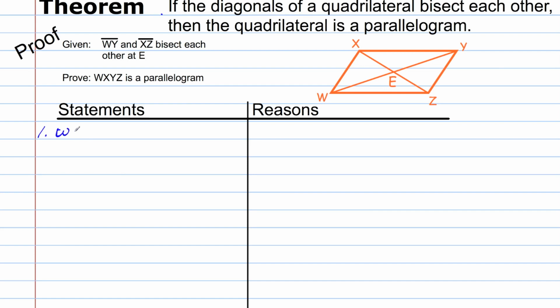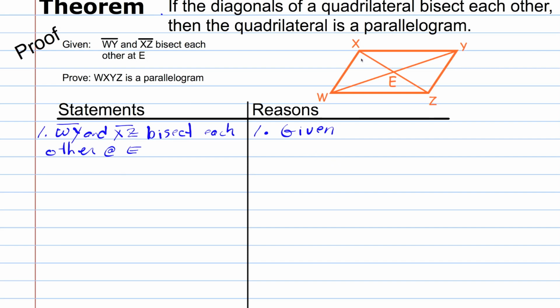That segments WY and XZ bisect each other at E. Now, that's our given. Much like the last proof, parallelogram proofs are really going to be dealing with proving the opposite sides are parallel by using the alternate interior angles theorem. So to identify here, if we take a look at sides WX and ZY, that's one pair of sides that we need to prove parallel.